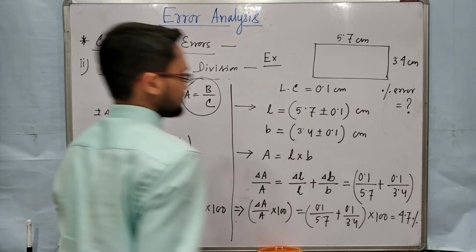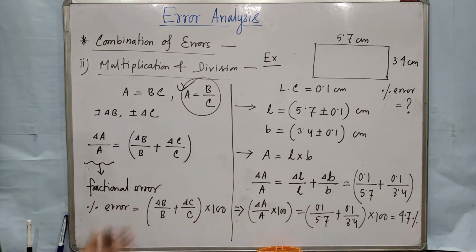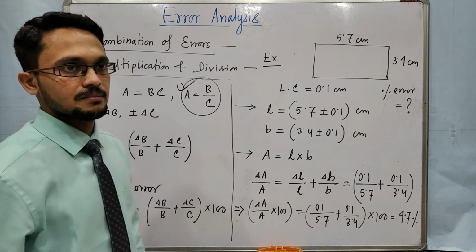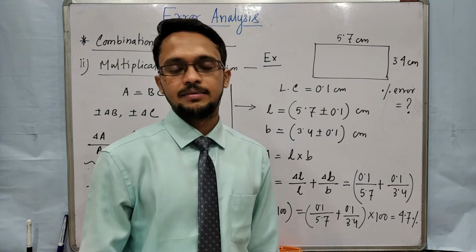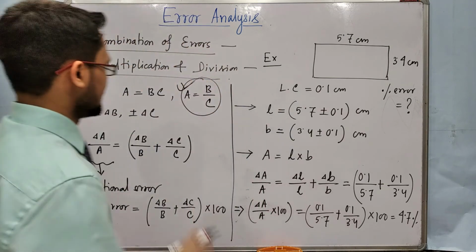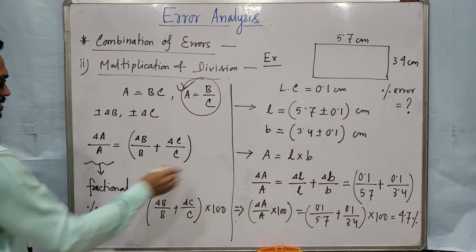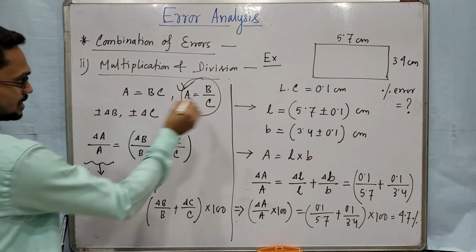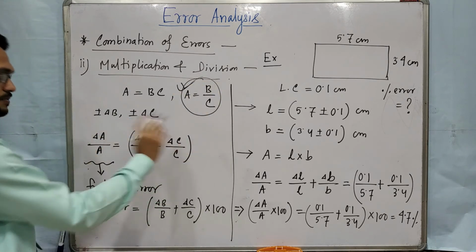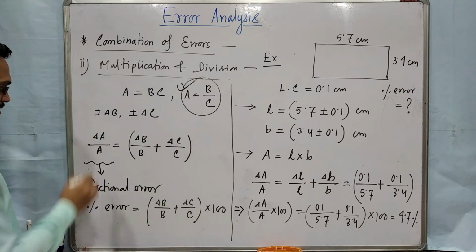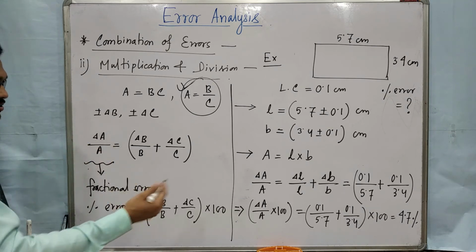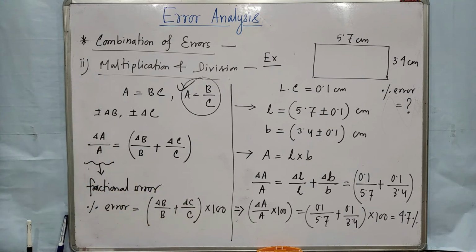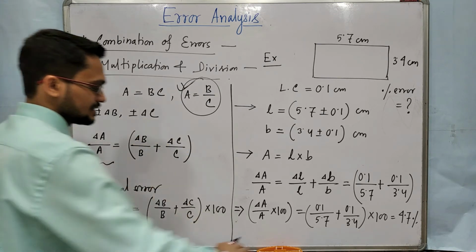percent. First you have to remember the formula, the mathematical expression. If it is multiplication type, then this is the formula for error. If it is division type, then also this is the formula for the error. This gives the fractional error, and percentage error means this into 100. Understand? So this is our second case.